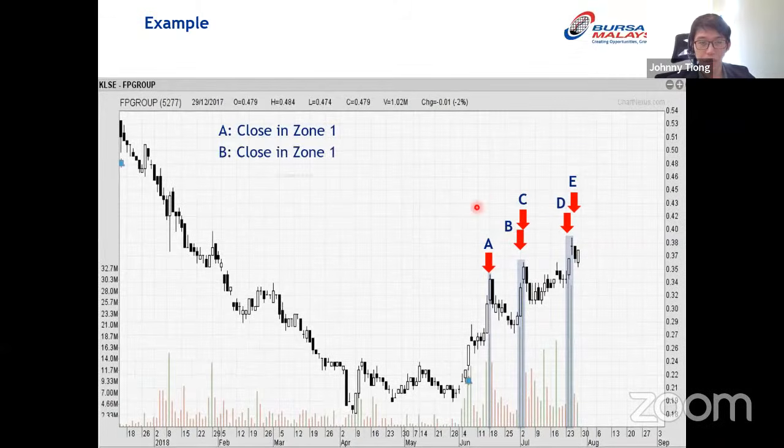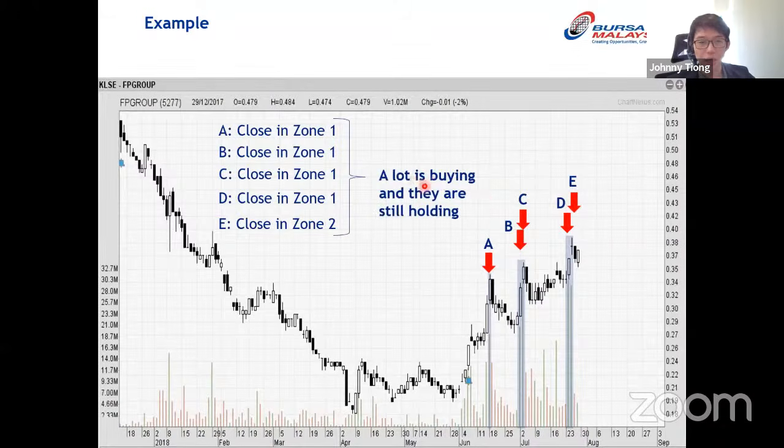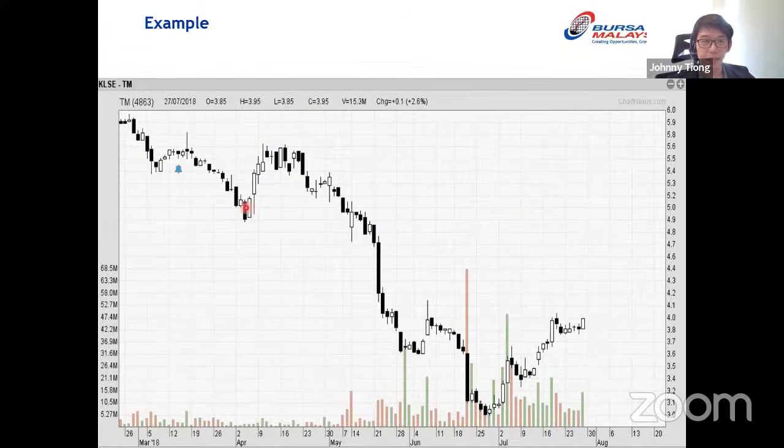So what can we deduce, or how can we interpret this? We can still say that a lot of people are buying and they are still holding. So we are expecting to see the stock continue to go up. Next, this example is Telecom Malaysia. Again, how do we do it? We just take a few points from the ones with the higher volume. So 1, 2, 3, 4, 5.